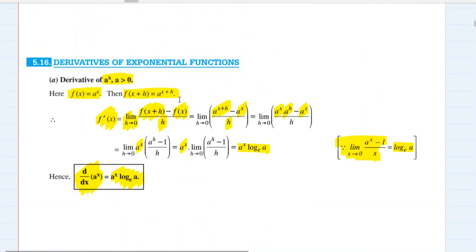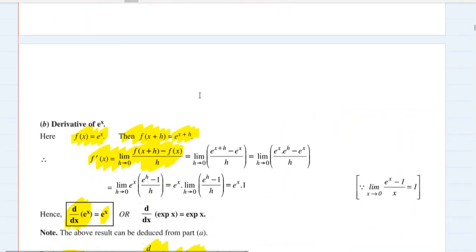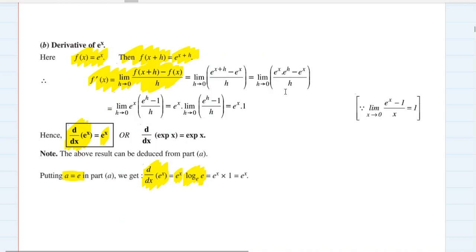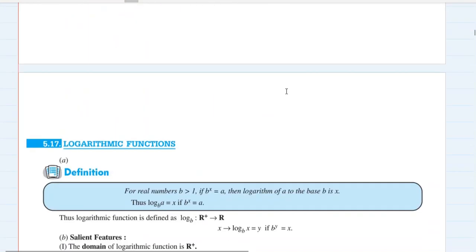So in exponential functions, for common exponents and for natural exponents, we have two formulae. First is this one, d by dx of a raised to x is equal to a raised to x multiplied by log of a to the base e, and the second one is d by dx of e raised to x, which is nothing but e raised to x.